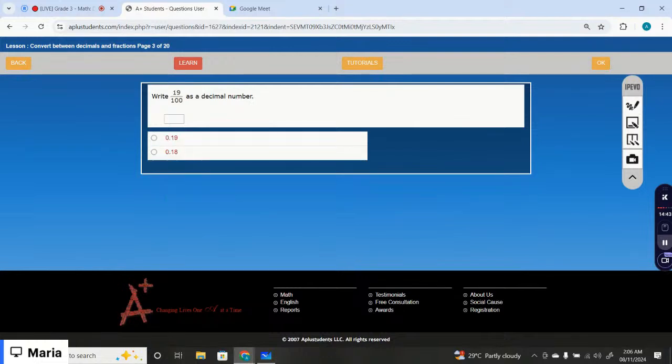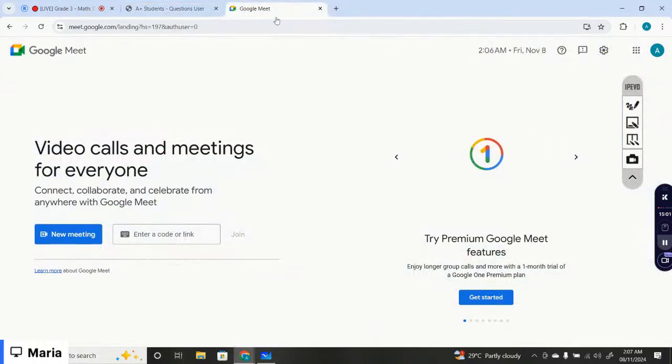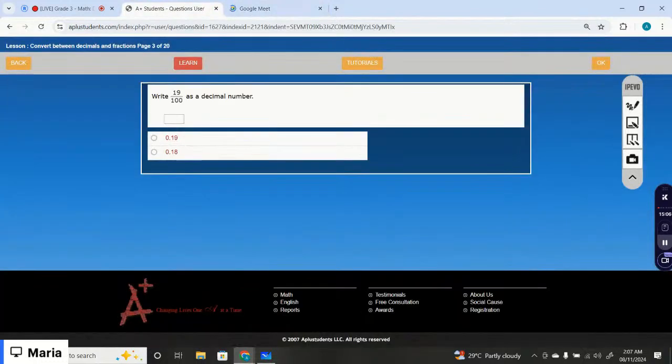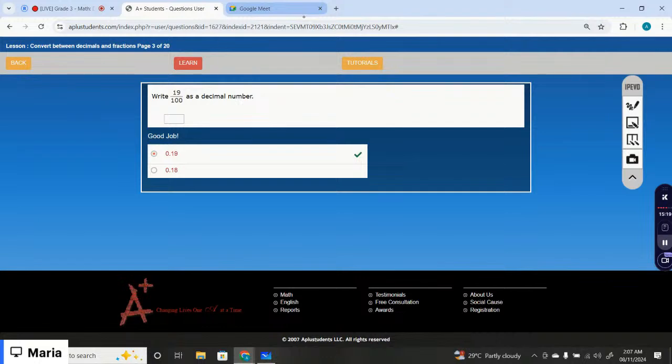Write 19 over 100 as a decimal number. So which is the correct option? 19 over 100 equals. Very good. Option number 1 is the correct option. You need to move the decimal point two places left. So that would be 0.19.